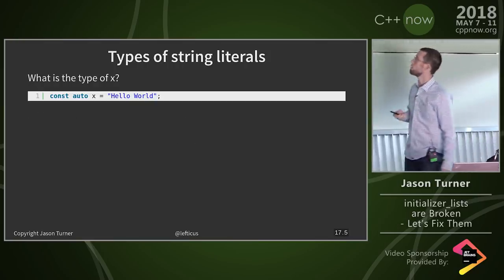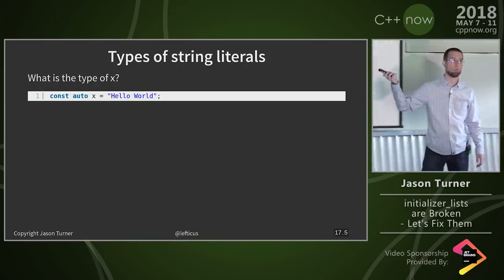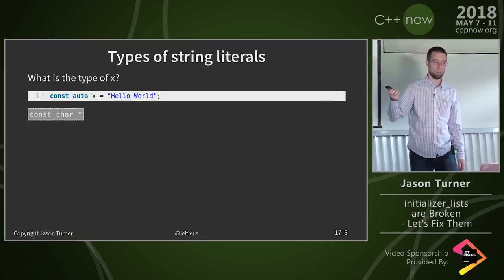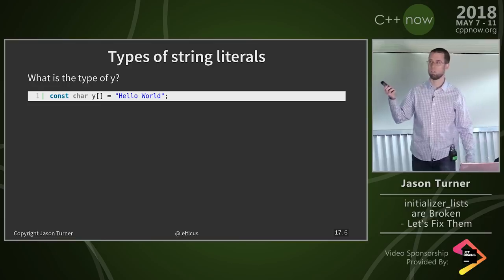So let's break this down a little bit. Just real quick, what is the type of X? It's a const char star. All right, what is the type of Y?